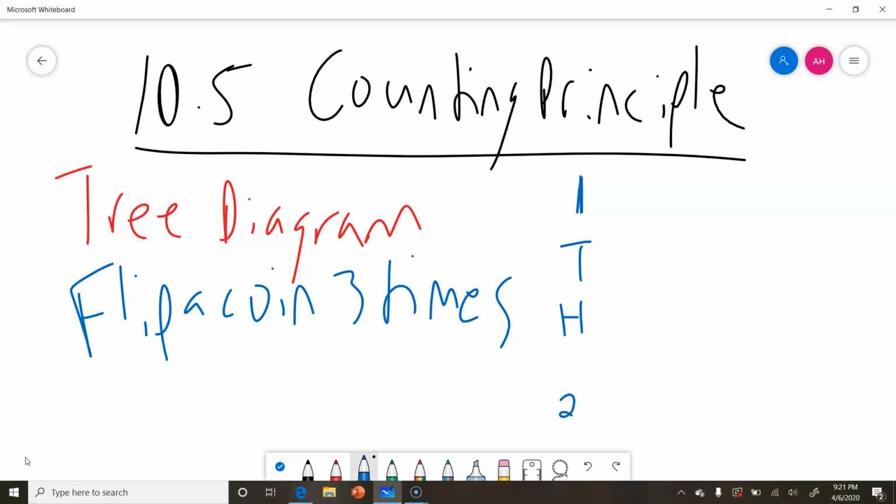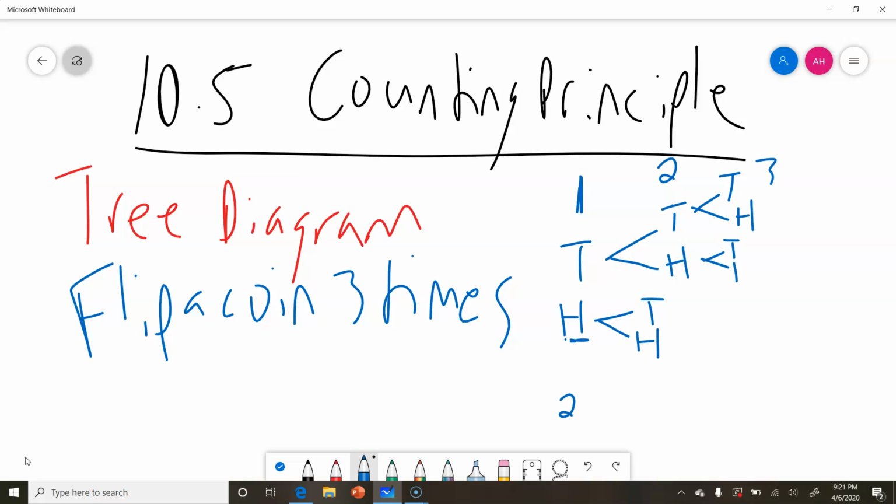How many options is that? Just 2 options. But now the second time, I can get tails or heads again. Okay, so this is the second time I flip it. And if I got heads the first time, I can still get tails or heads the second time. Then I flip it one more time, and look at this. I could get tails or heads. Look, it's still the same thing over and over.